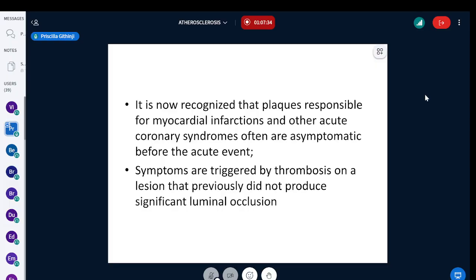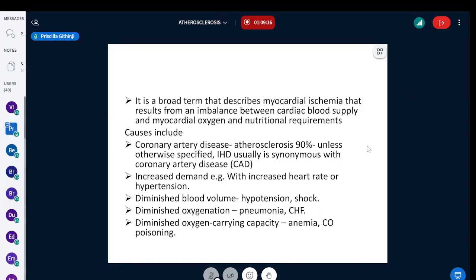For example, where you have an increased heart rate, like for example, in patients who have hyperthyroidism and their heart beats very fast, so they can get ischemic heart disease, or in patients who have hypertension. And the effects of hypertension. Hypertension causes hypertensive heart disease, which increases the demands of the heart. You learn about it in your next lecture. Ischemic heart disease can also occur where you have diminished blood volume. That can occur when you have a very low blood pressure or in shock.